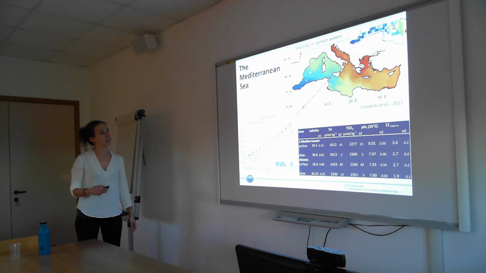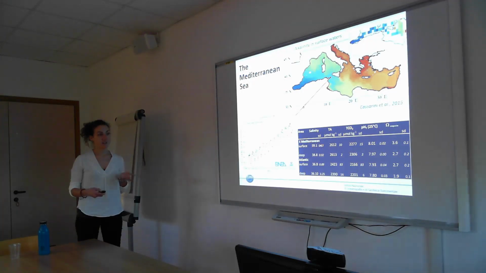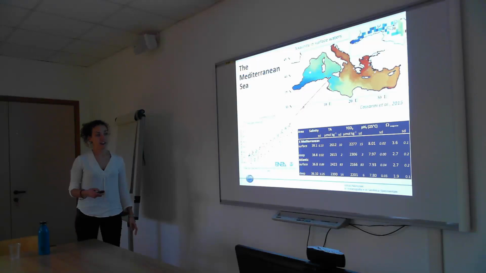Speaking of the Mediterranean Sea, it is a concentration basin. We already said that the salinity is really high in the eastern part of the Mediterranean, and also the total alkalinity at surface is really high. If we compare the Mediterranean to the Atlantic, we can see that our surface salinity is 39.1 compared to 36.8. The alkalinity is 200 micromoles per kilo higher, and even the total dissolved inorganic carbon is 100 micromoles higher, and pH is higher both at surface and at depth.